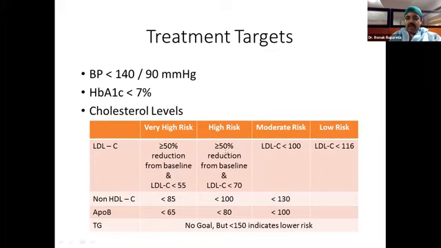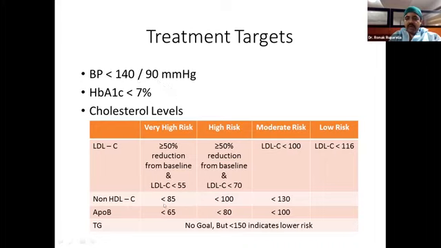For the high risk group, again the target is the same, more than 50% reduction, and absolute LDL cholesterol should be less than 70. For the moderate risk group, LDL cholesterol should be less than 100. And for the low risk group, LDL cholesterol should be less than 116. For other parameters, BP should be controlled to less than 140/90 millimeters of mercury, and HbA1c should be controlled to less than 7%.